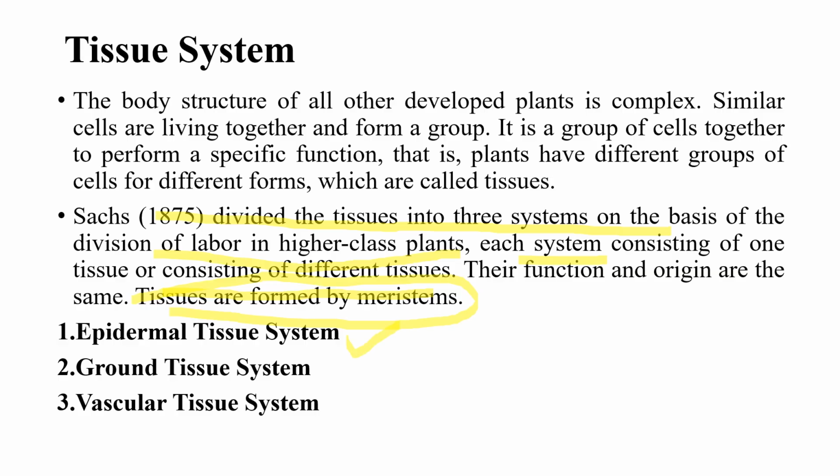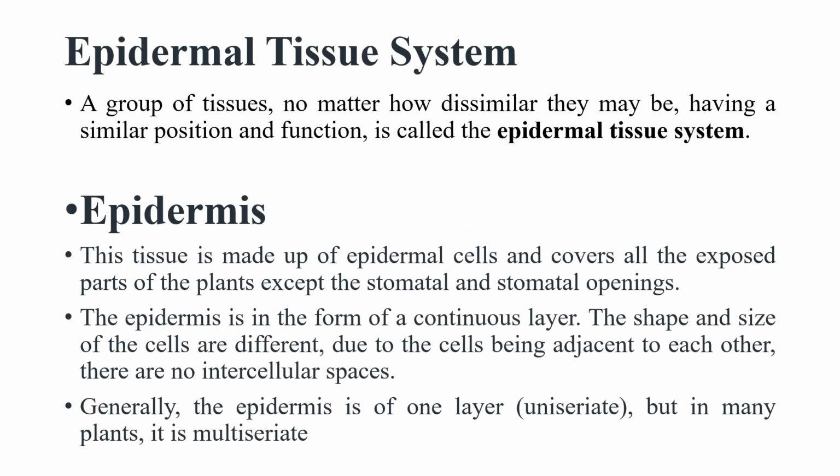One is the epidermal tissue system, the second is the ground tissue system, and the third is the vascular tissue system. So, let us discuss one by one. First of all, the epidermal tissue system. A group of tissues, no matter how dissimilar they may be, having a similar position and function are called the epidermal tissue system. It forms the outer protective covering of the plant body.